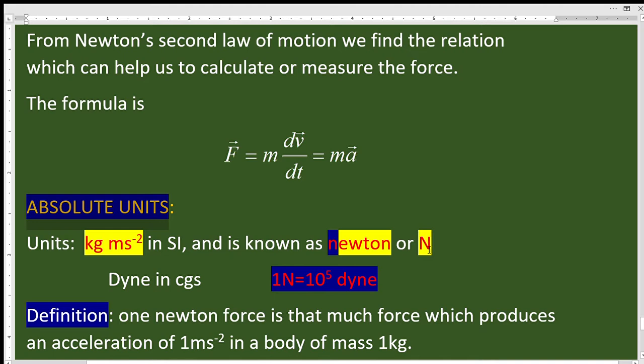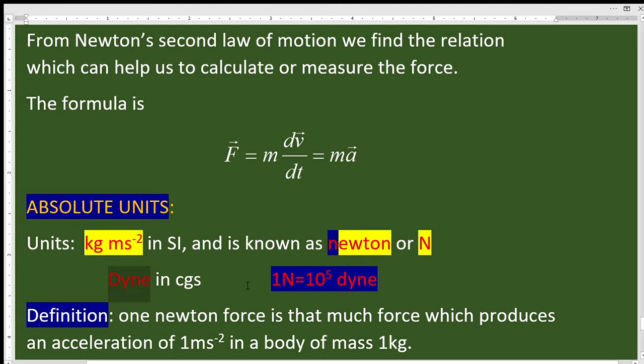This is very important. If you write Newton, complete Newton, then it should start with a lowercase small n, or if you write only the symbol, then you must write capital N. This is a very important thing. Then the CGS system is also there. In CGS we measure force in dyne.